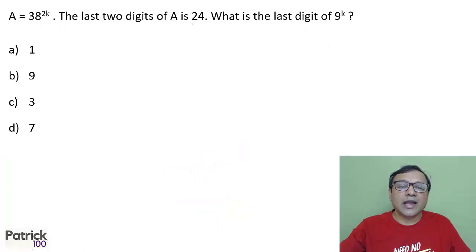38 to the power 2K ends with 24. Let's look at the last digit. So if you look at 8 to the power 1, 8 square ends in 4. And 8 to the power 4 ends in 6.